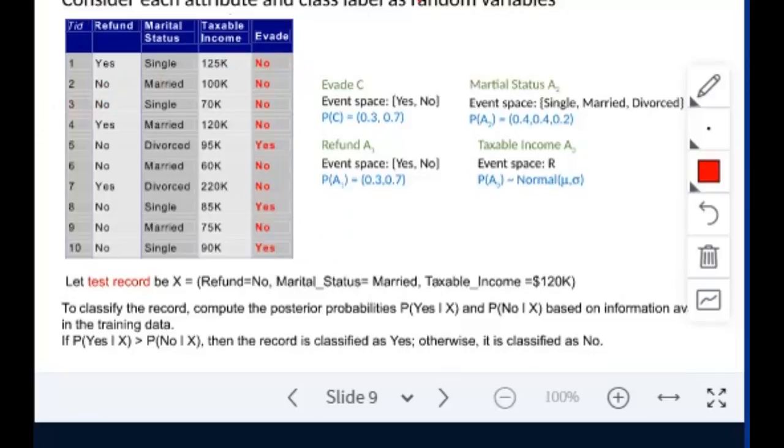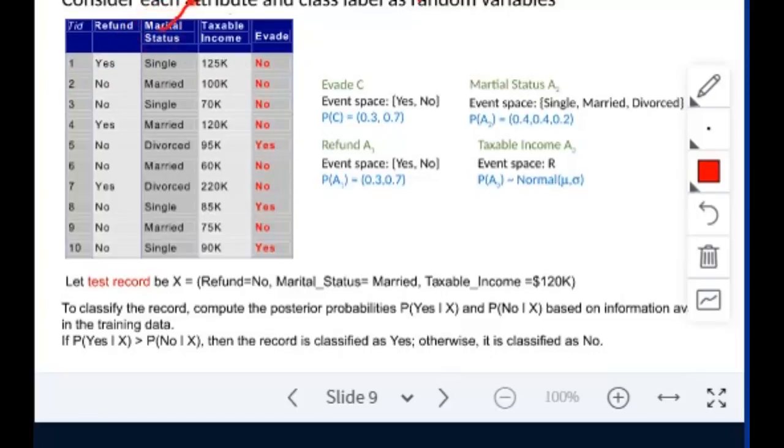So here we have a set of records. How many records in total? We have 10 records, 10 transactions. Evade is the class label. The class label is categorical because it has two values, yes and no. If we see refund, it is again a categorical value.